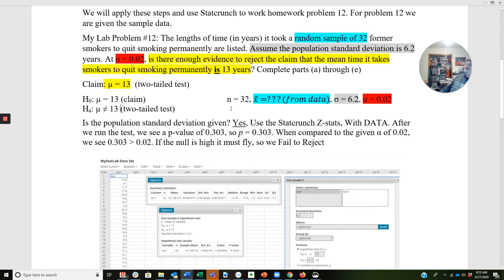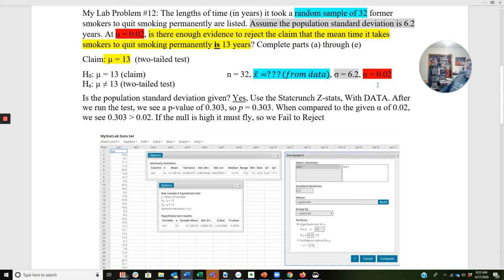So what do we have in the problem? We have n equals 32. We don't have x bar because we have the data. So we're going to be able to calculate the mean of the sample. Remember, x bar is the mean of the sample. We are given the population standard deviation of 6.2, and we're given an alpha of 0.02.